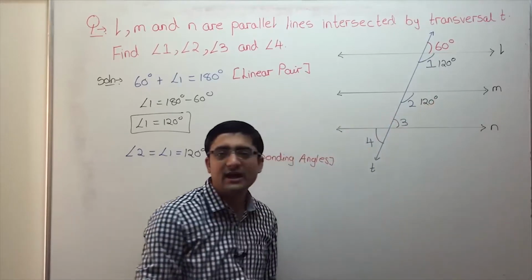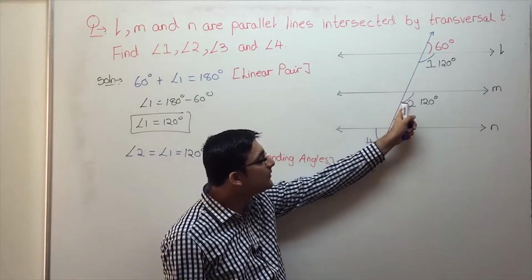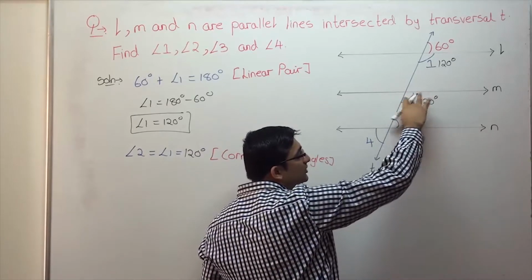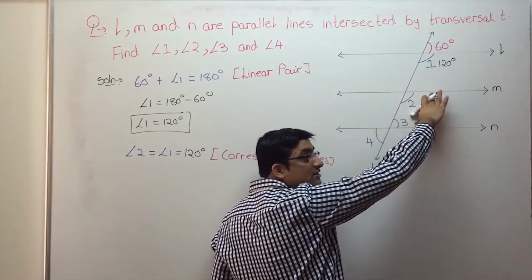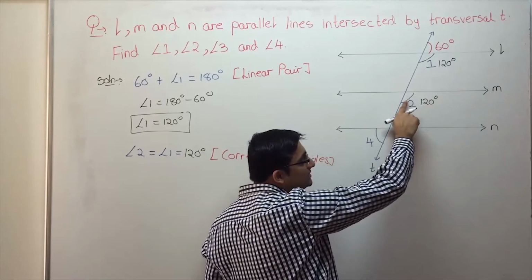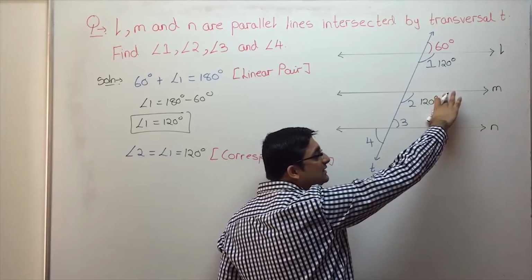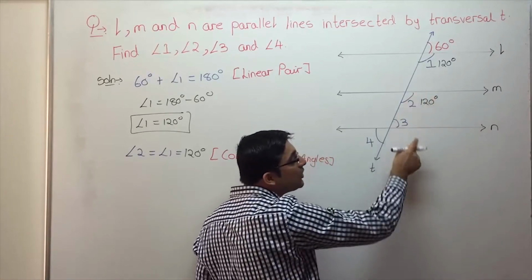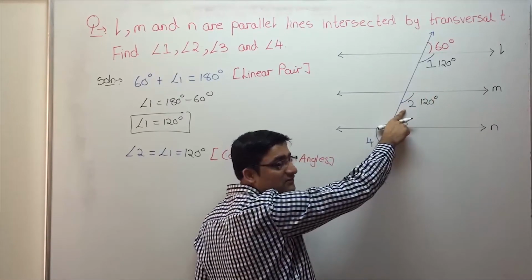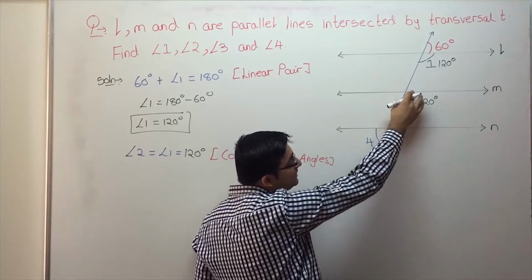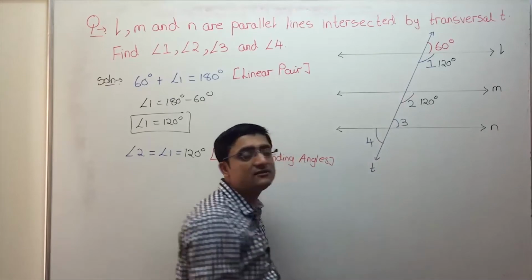Now we want to find angle 3. What is the relationship between angle 2 and angle 3? Look at these two parallel lines and a transversal. These two angles are between the two lines, so they are interior angles. Also, both of them are on the right side of the transversal. So they are interior angles on the same side of the transversal.